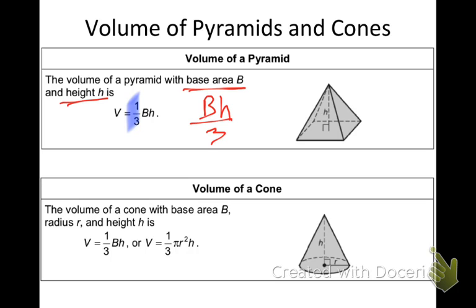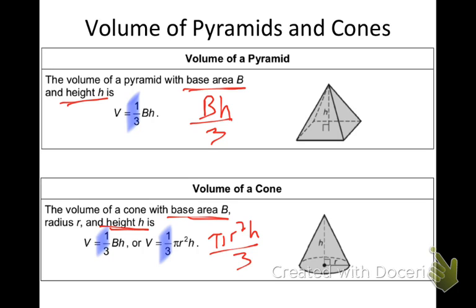Okay? Same is true for the volume of a cone. Area of the base times the height, and then there's that 1/3. So it's the same thing as saying pi r squared h divided by 3. Can anybody take a guess why it's a third? What is it a third of?